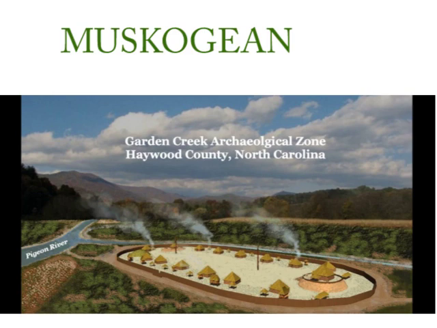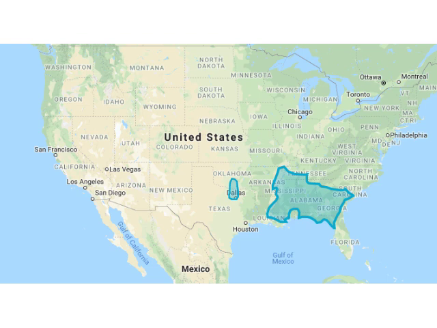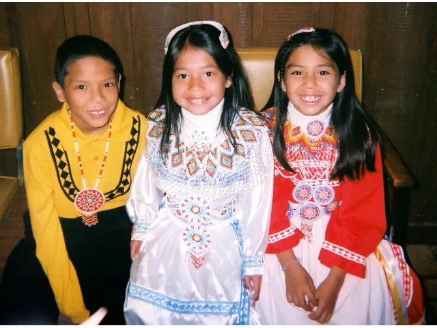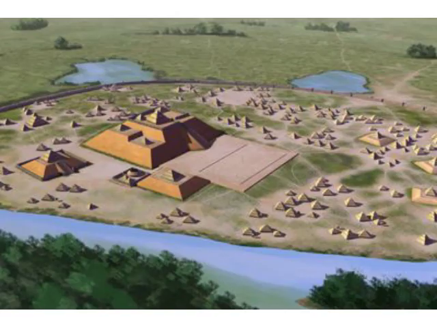Then going a little further south, we have the Muskogean family. There are 6 surviving languages in this family. It originates in the southeast of what is now the United States. Another one of the 3 major families of the eastern woodlands. And they are the founders of some of the more complex Mississippian societies.